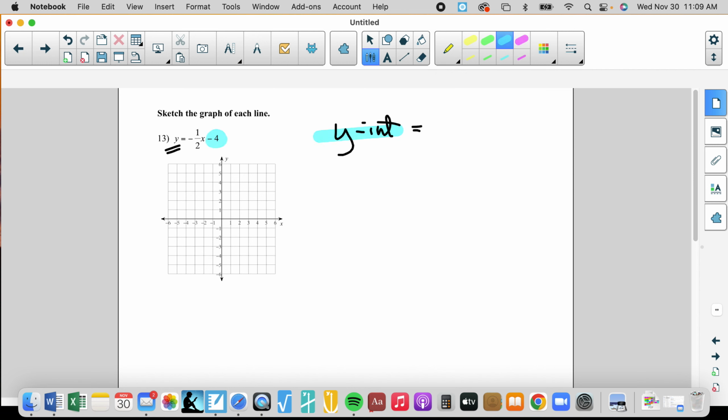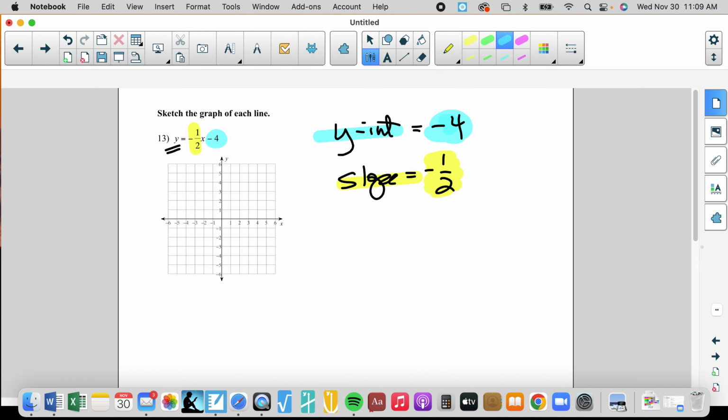What's the number? It is negative 4. And we know what the slope is. The slope is negative 1/2. Okay? So my slope is going to be the number in front of the variable. It's not going to include x. X is not in there. It's just the number. Good.